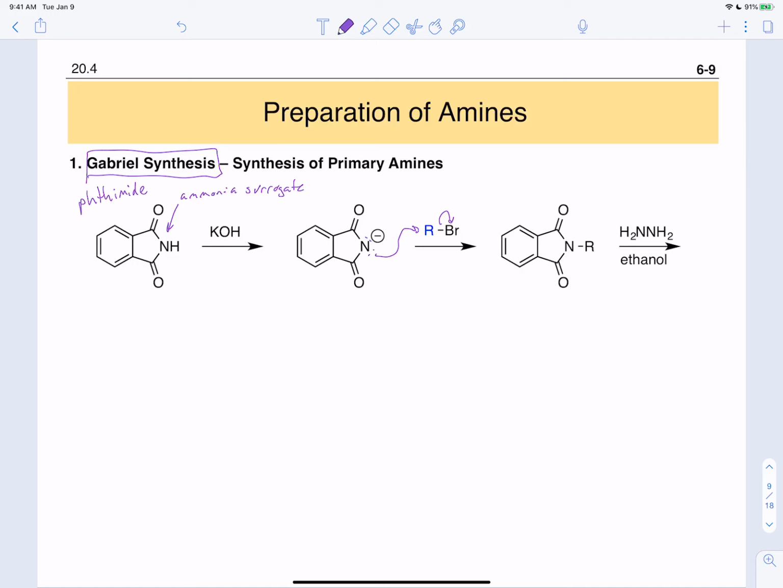So this is the first step of the Gabriel synthesis, which will be alkylation of phthalimide. In the second step, we're going to have hydrazine, which you guys have seen previously in the Wolff-Kishner reaction. This is a very nucleophilic amine, and this will be able to directly attack this imide.